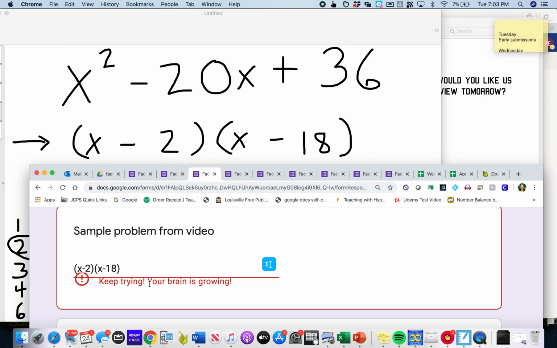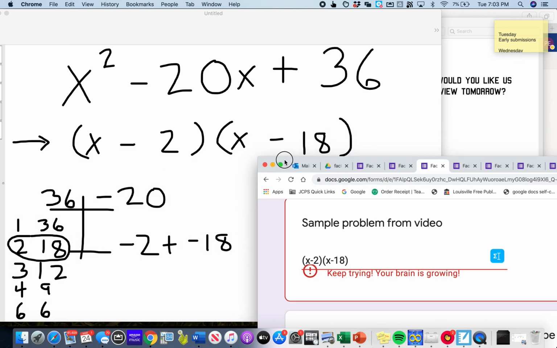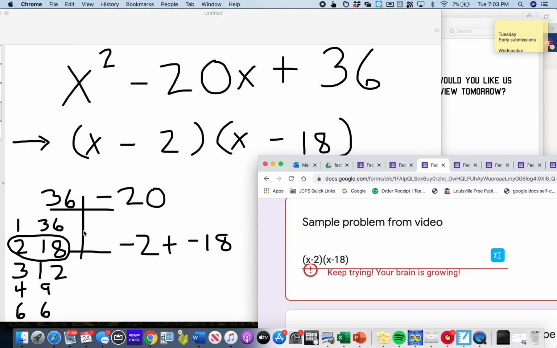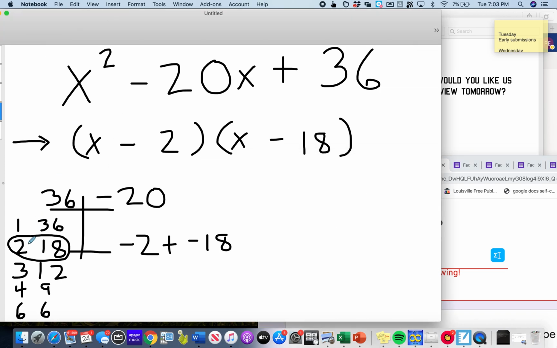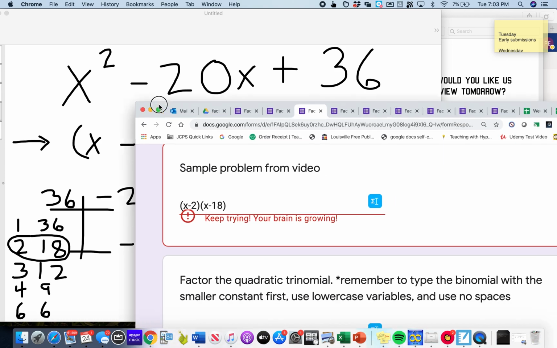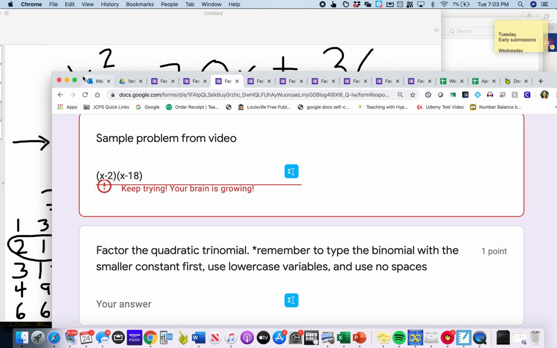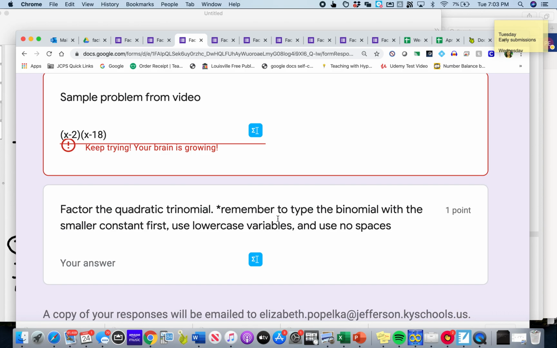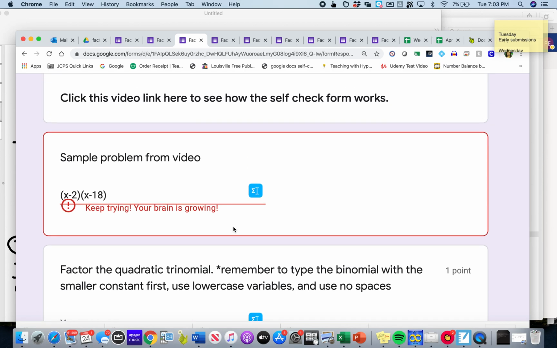But something's wrong here. Now, if you look at my work, I did everything right. I went through, I found the two numbers that you would multiply to get 36, which would be negative 2 and negative 18, and they add to get negative 20. So my answer is not incorrect. Technically, what I typed into the Google form is not really incorrect. It's just that in order to make the self-check function work, Google Forms is really picky.